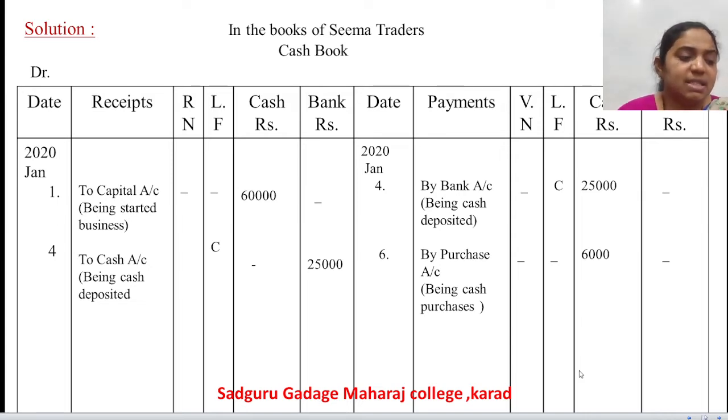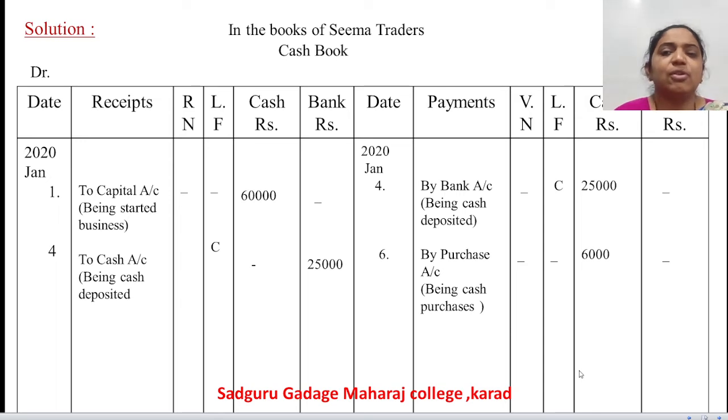Okay. Next is date 6, cash purchases. Cash purchases rupees 6,000. Tell me, what is the common entry for this? Purchase is an expense, cash goes out. So your entry for this is purchase account debit to cash account. What is the entry? Purchase account debit to cash account.